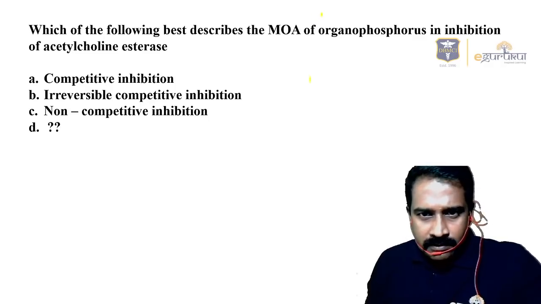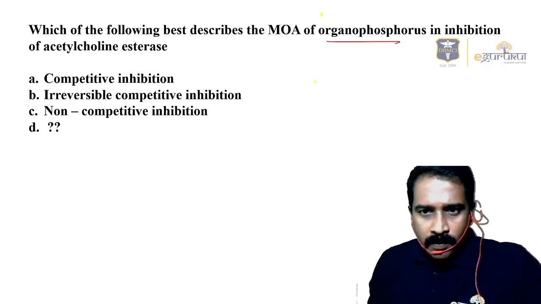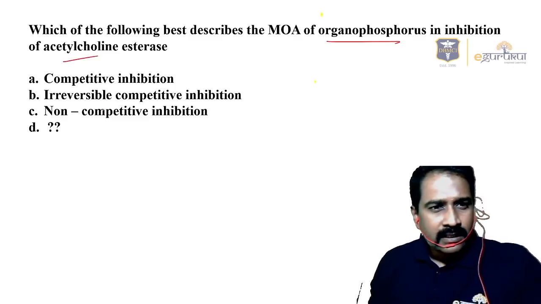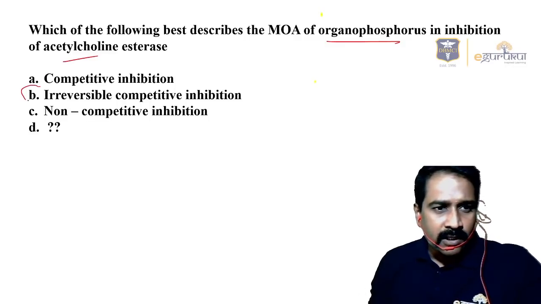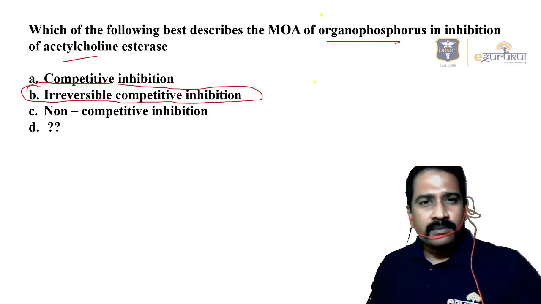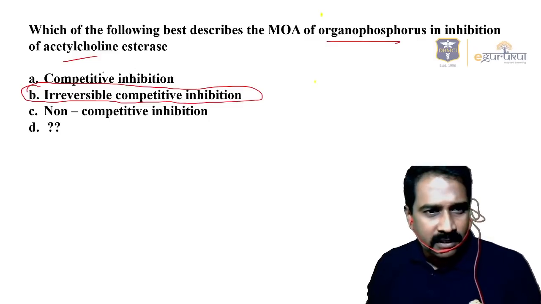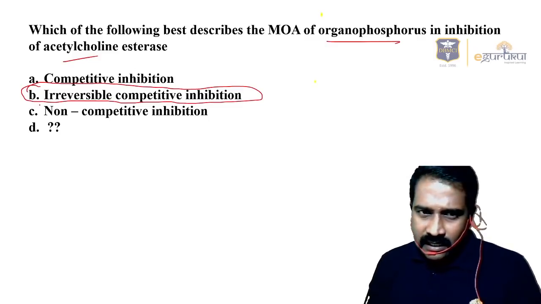Okay, so OP in inhibition of acetylcholinesterase. So competitive inhibition, irreversible, yes, irreversible competitive inhibition. It is irreversible because of which it becomes a poison, isn't it? Irreversible competitive inhibition would be the best answer among these.